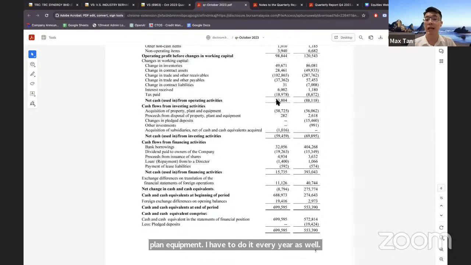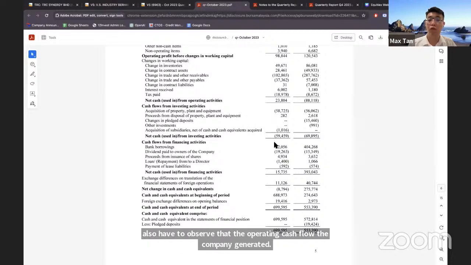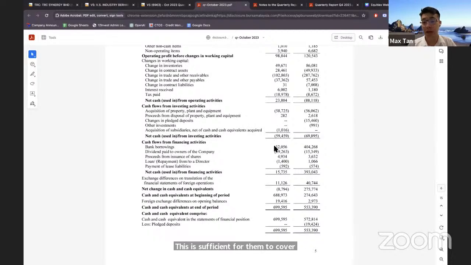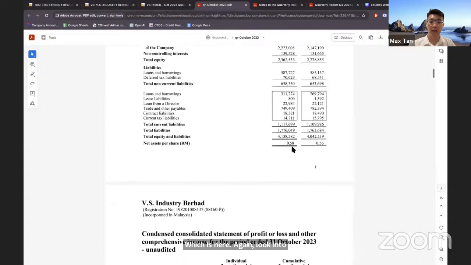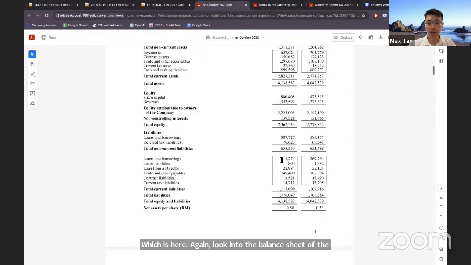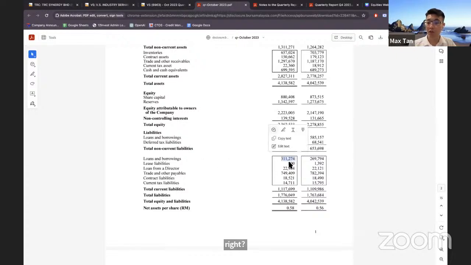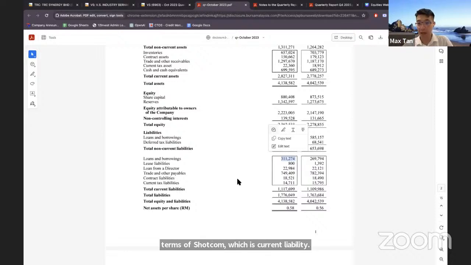You also have to observe whether the operating cash flow the company generated is sufficient for them to cover the PPE. If not, probably they will get the money from the bank, which is here. Again, look into the balance sheet of the company. Would it be too much for the company to bear, right? For example, in here, there is 311 million in short-term liability, which is current liability. So you might think that, wow, there's a lot of money to pay back in a shorter period.